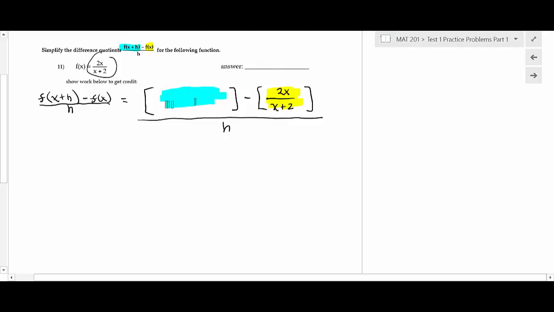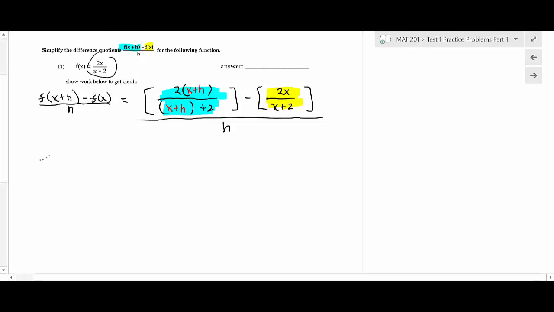So all you're doing on this is modifying this by replacing these x's with x plus h's. So you would have 2 times x plus h. Okay, then in the denominator, you're going to have, again, x plus h, excuse me, and then plus 2. Okay, so we have everything set up.